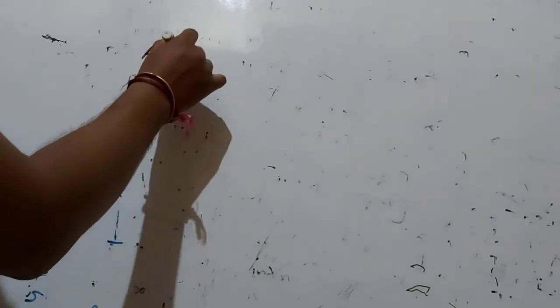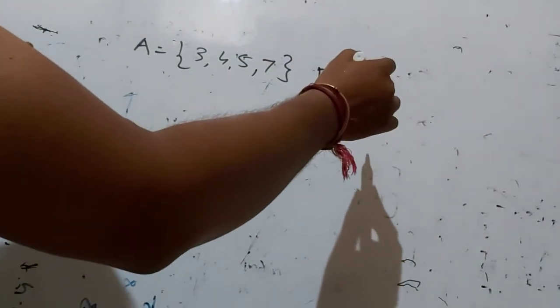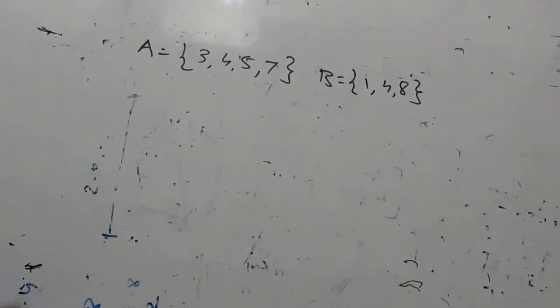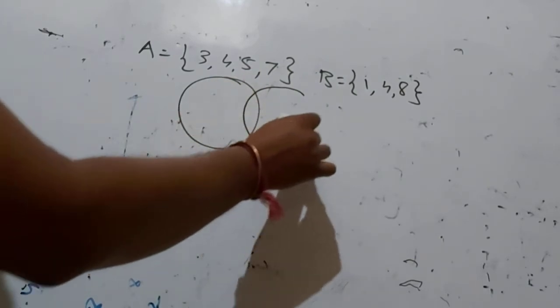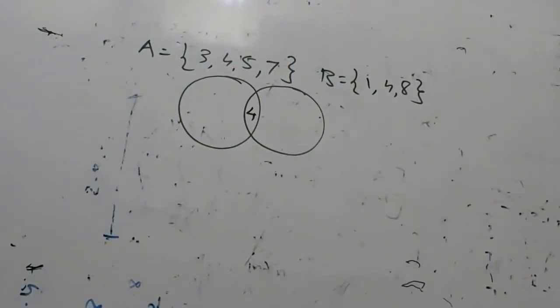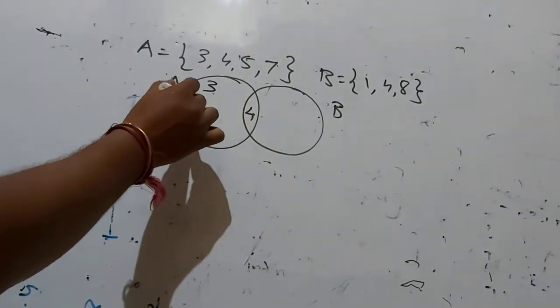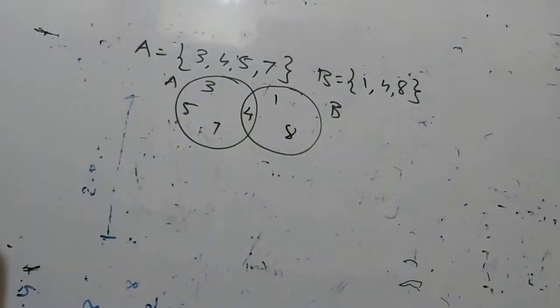A is equal to, I hope you will be able to see, A is equal to {3, 4, 5, 7} and B is equal to {1, 4, 8}. If you see in this, 4 is common, so you can draw two circles. One element is common. We can take this as A, this as B, and the remaining elements you can write: 3, 5, 7 in A, and to the right side 1 and 8 in B.